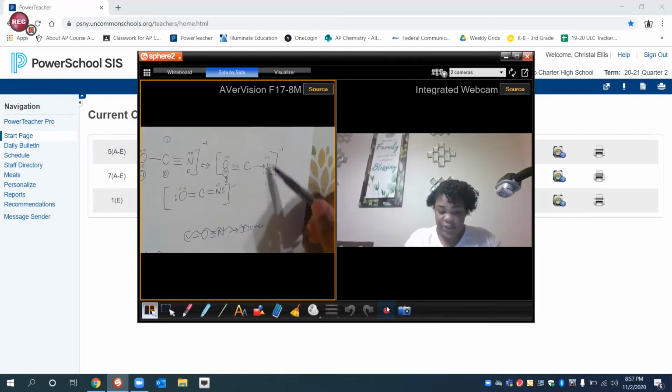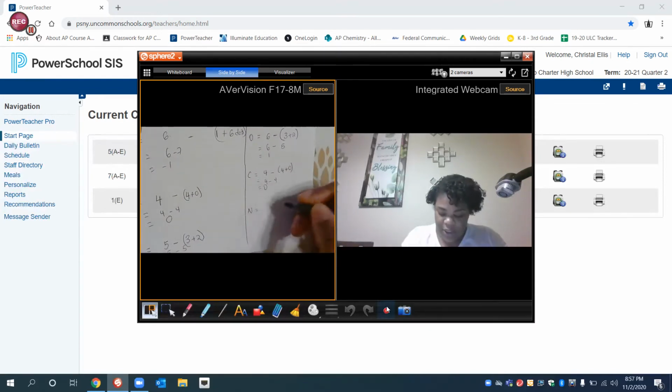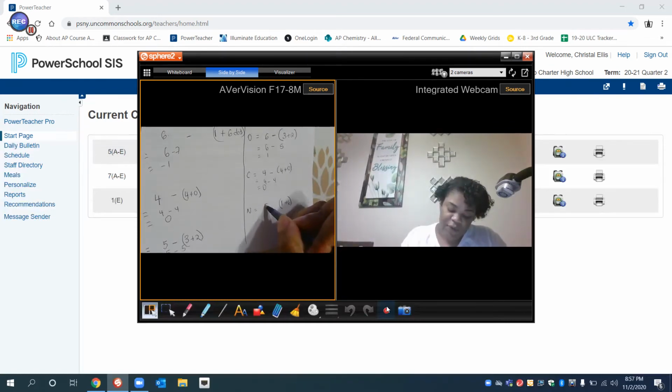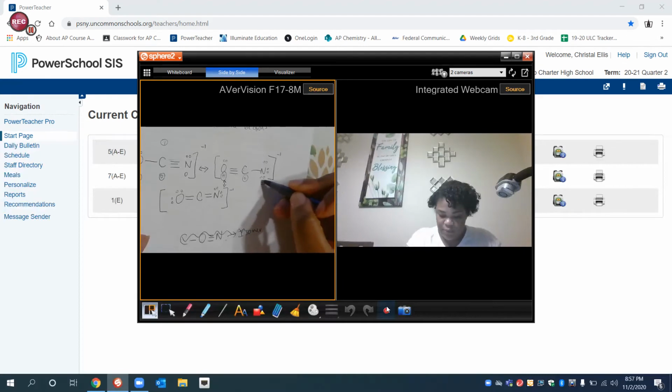Then look at the nitrogen. Nitrogen has 1 bond and 6 dots. And nitrogen is in group 5, so it has 5 valence electrons. So it's 5 minus 7, which is equal to minus 2. So the formal charge on the nitrogen is minus 2.